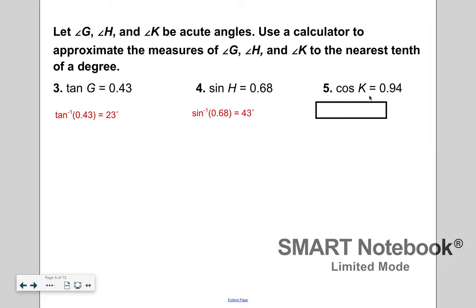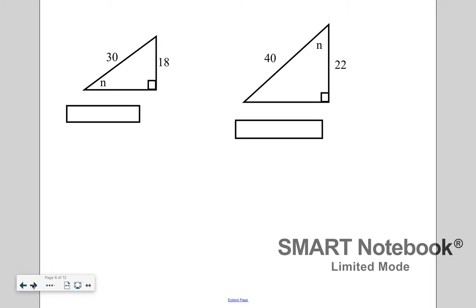All right, you can see the answers here, and this is exactly what I typed in. So again, this specific ratio matches to only one angle. If you want an angle, you use inverse. All right, over here, it's the same idea. So n, 18 is opposite of n, and I have the hypotenuse. So opposite, hypotenuse means I want sine. So I did inverse sine of 18 over 30.